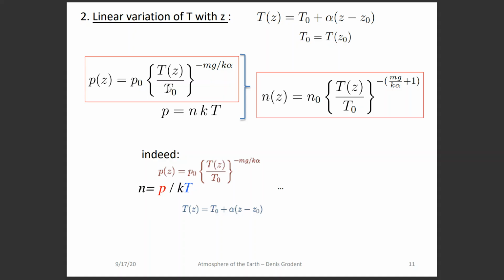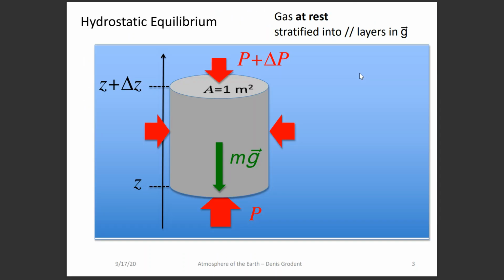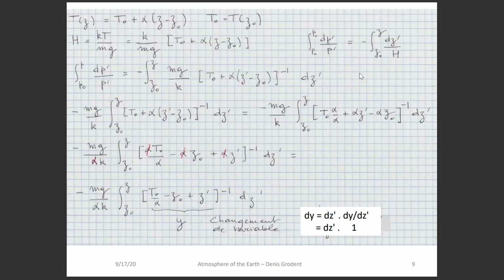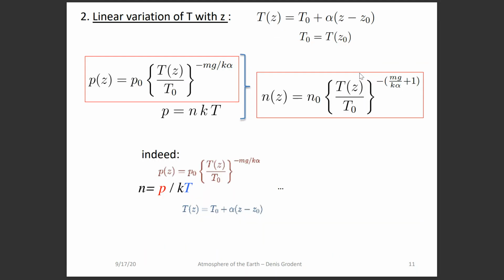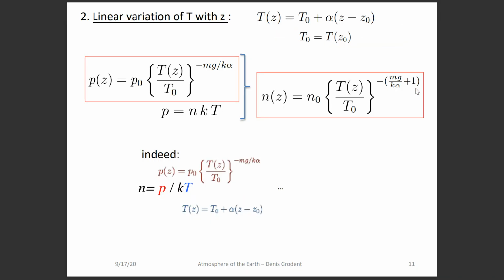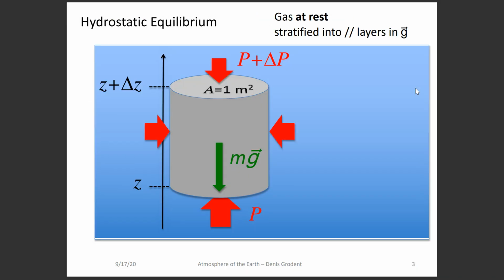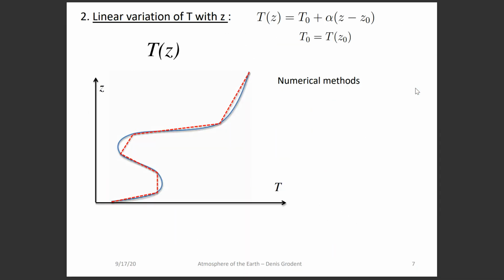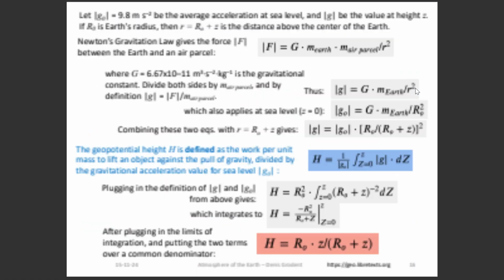So the pressure is still dropping exponentially with the altitude. However, it depends now on the coefficient alpha. The density of the atmosphere follows the same law. So it is an interesting result when the temperature varies linearly. So this is exactly the same slide.